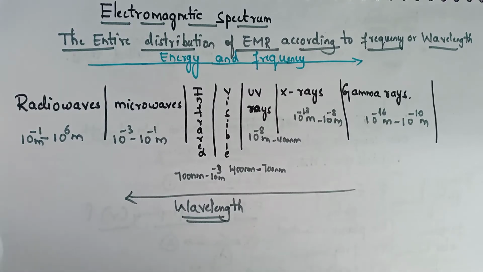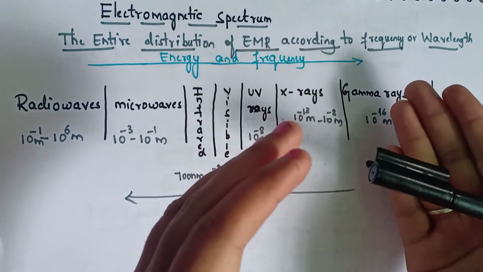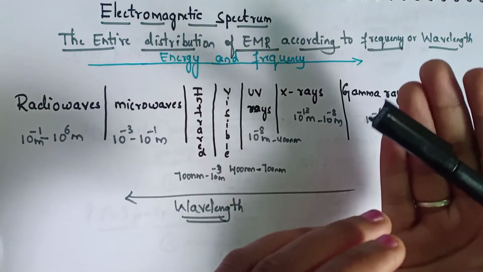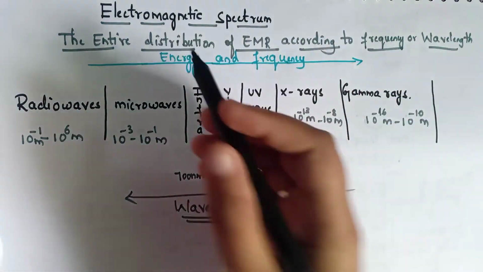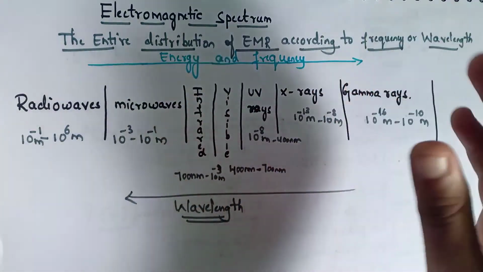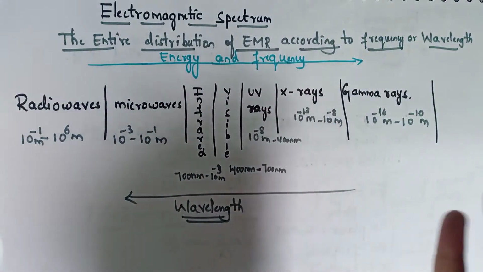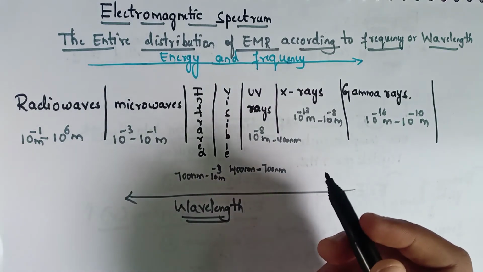Let's understand something more about this electromagnetic radiation. That is, let's understand the electromagnetic spectrum. First of all, what is the electromagnetic spectrum? The entire distribution of electromagnetic radiation according to their frequencies or wavelengths is called the electromagnetic spectrum. In the electromagnetic spectrum, there will be the entire distribution of the electromagnetic radiations. We know that electromagnetic radiations are X-rays, UV rays, visible, etc.